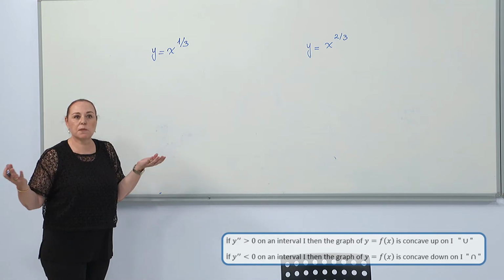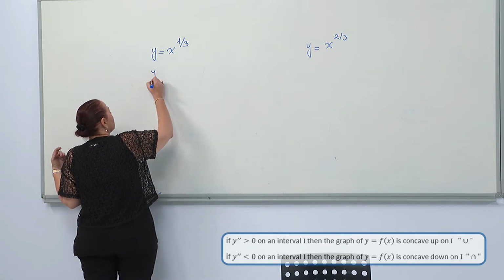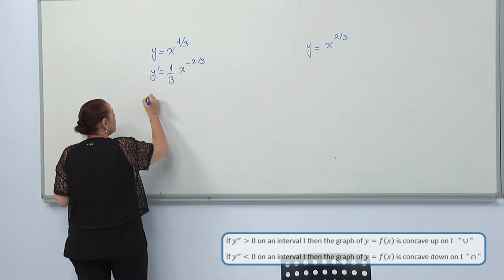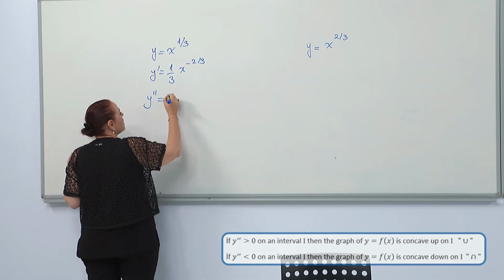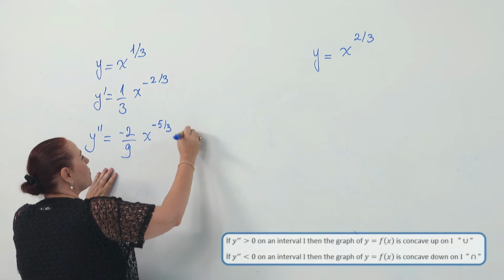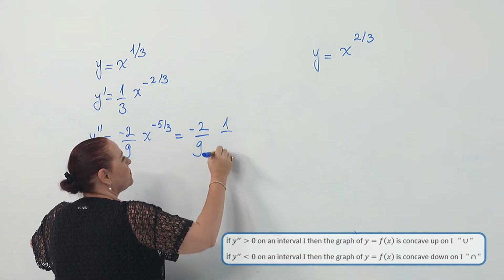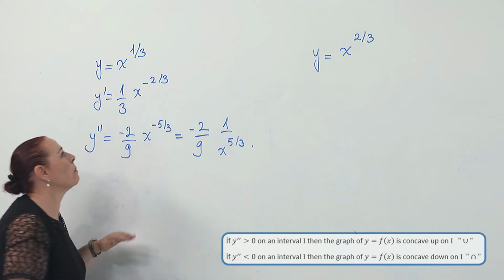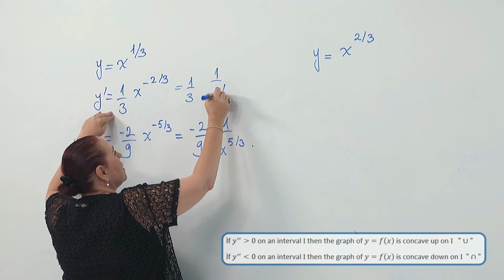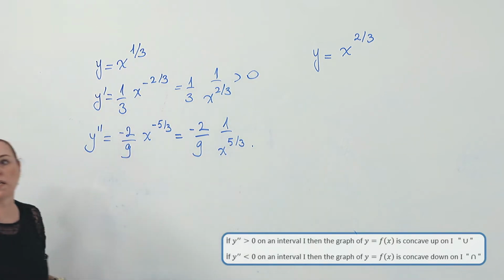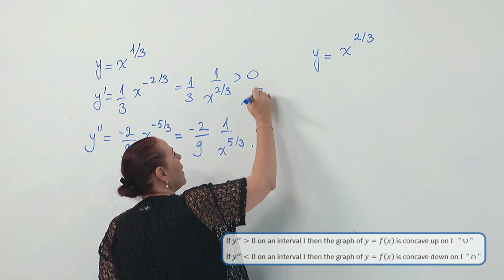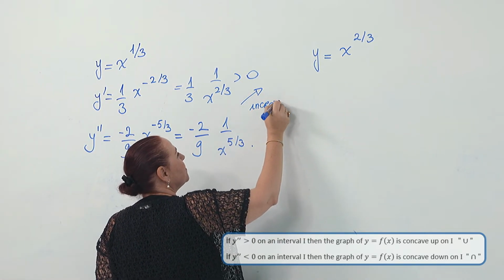Let us consider these two very well-known functions and graphs. Let's try to explore their concavity. The first derivative is 1 over 3 x to the power minus 2 over 3, and the second derivative is minus 2 over 9 x to the power minus 5 over 3. As you can see from the first derivative, this is always positive, which means the function is always an increasing function.